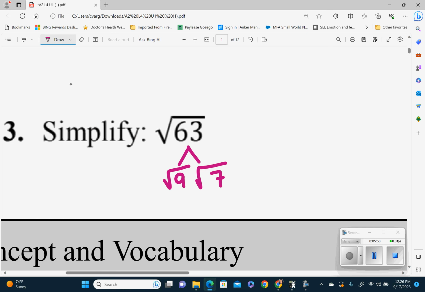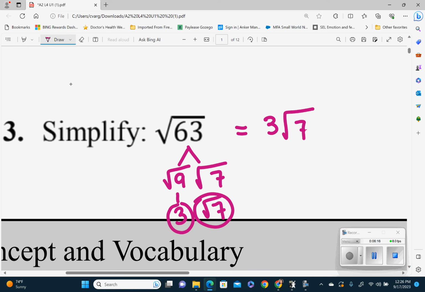And the reason why is because the square root of 9 is just straight up 3, right? Because 3 times 3 is 9, or 3 squared is 9. So square root of 9 is 3, so that way we're done. And square root of 7 is just square root of 7. So what is your answer? Your answer is 3 square root of 7. Done. If you did the square root of 21, you would get the same answer, except it would take you longer. And you could go ahead and do that and try it.